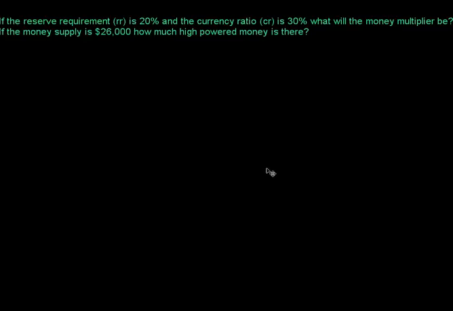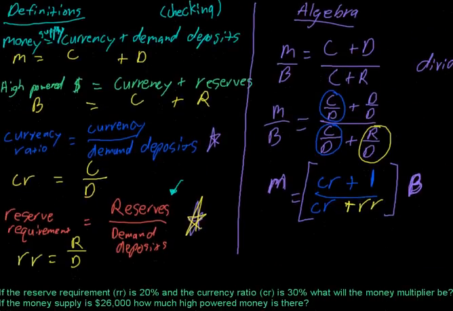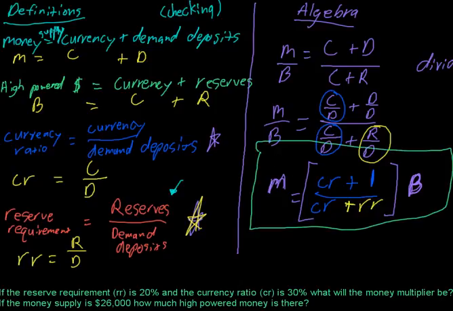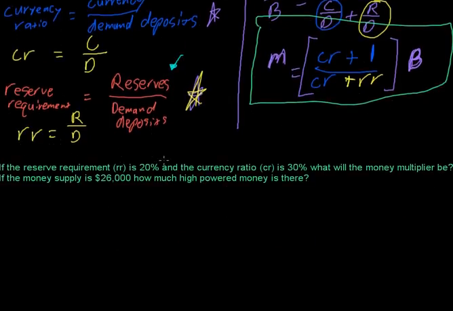If the reserve requirement is 20% and the currency ratio is 30%, what will the money multiplier be? So I went ahead, and this is just written below everything that I did in the last video to get us to this formula right here. And so we're just going to use this formula as a reference point and go from there. So we know that the reserve requirement is 20%, 0.2.